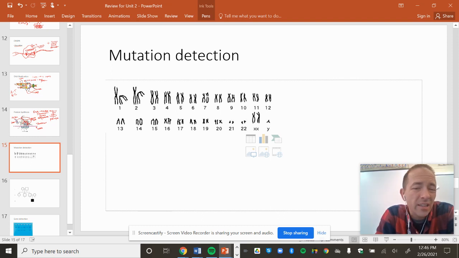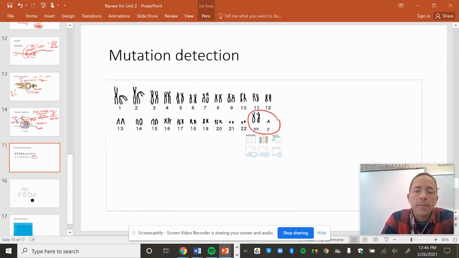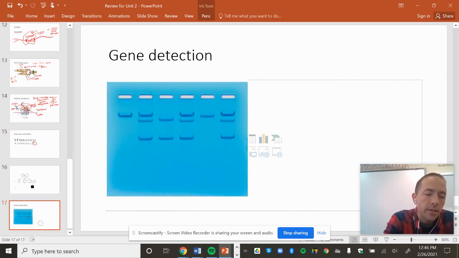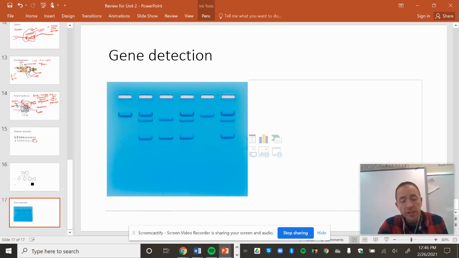Because if you look at the 23rd pair way down here, we don't have just 2, we actually have 3. So they have 2 X chromosomes and a Y chromosome. So this is a situation that is a mutation. It's called Klinefelter syndrome, which we gathered from the Gizmos karyotyping Gizmo that we did. Okay. The other thing that you can do is gel electrophoresis.